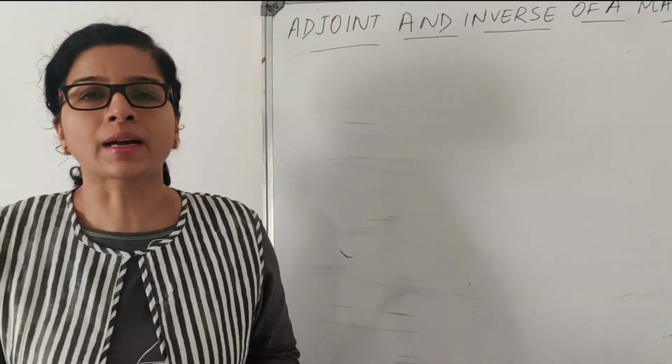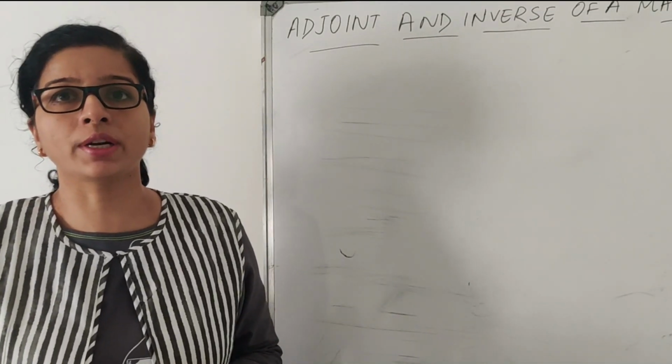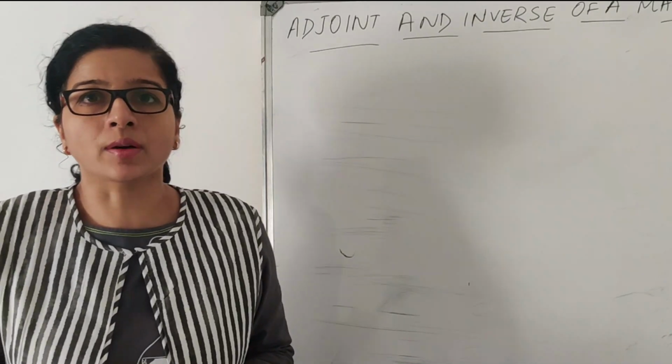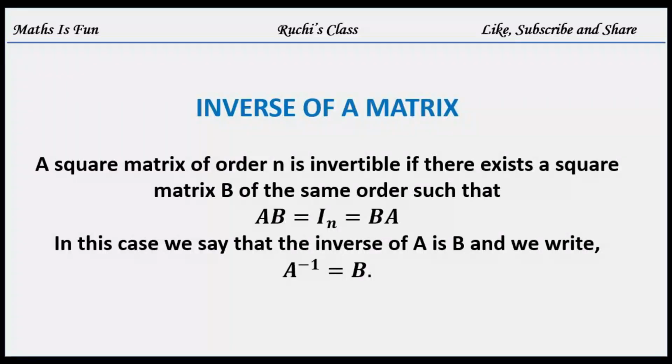Okay, so say for example, if you have to find adjoint A into A or A into adjoint A, you can simply calculate the determinant of the matrix and multiply the identity matrix of the same order. So now the next topic is inverse of a matrix.